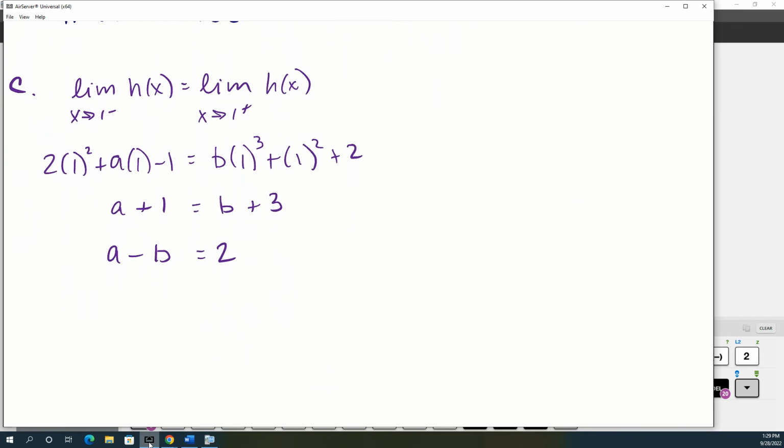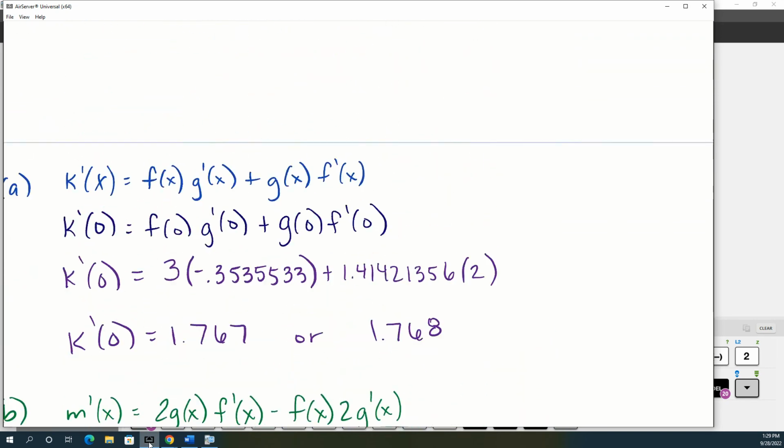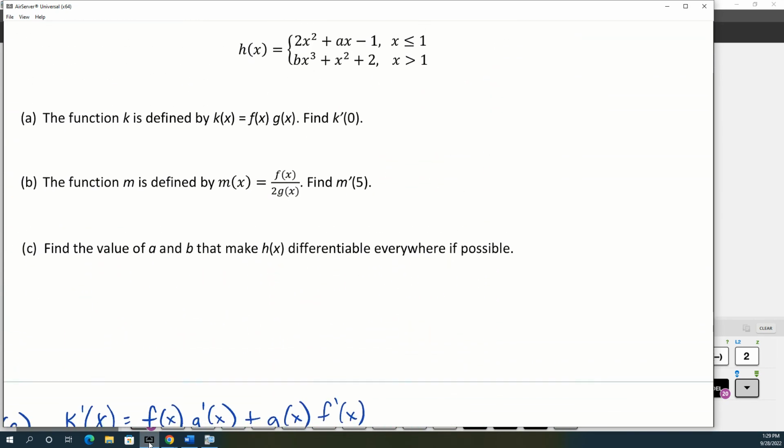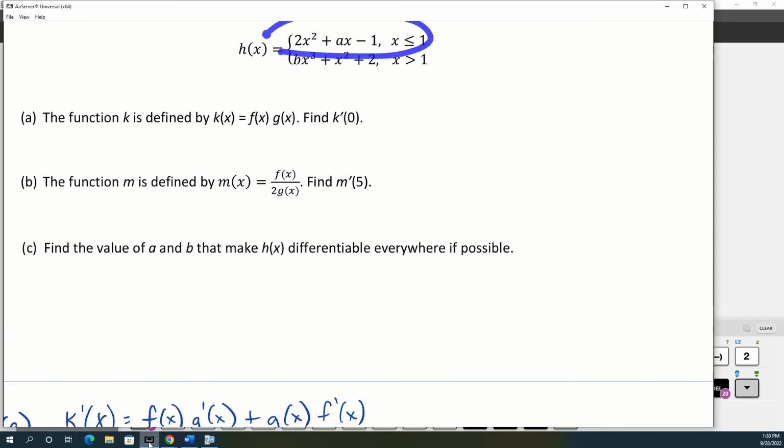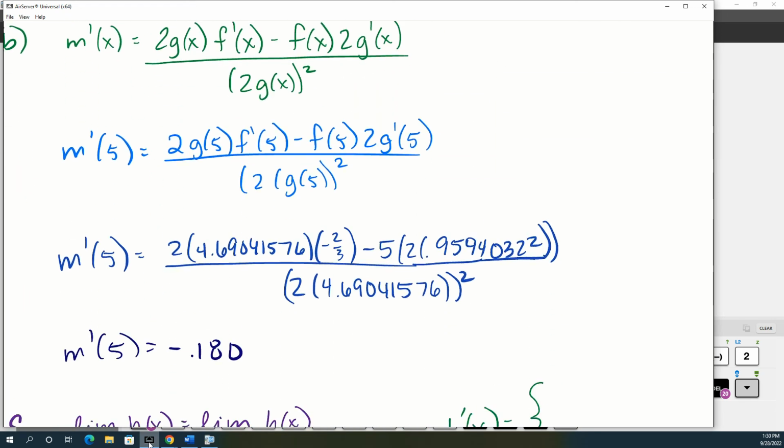Okay, the second part of showing differentiability is showing the slopes are the same from each side, so from the left and from the right. So I'm just going to go ahead and take that h function and find the derivatives. So don't forget that a and b here stand for constants. So we're not going to have to do any kind of product rule here. So think of a like it could be a 2 or it could be a 5. So the derivative of the first piece, we're going to do the power rule here. So it would be 4x, and then the derivative of ax would just be a, and the derivative of -1 would be 0.